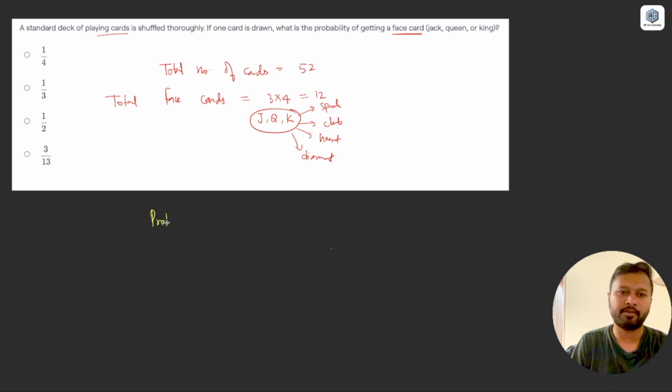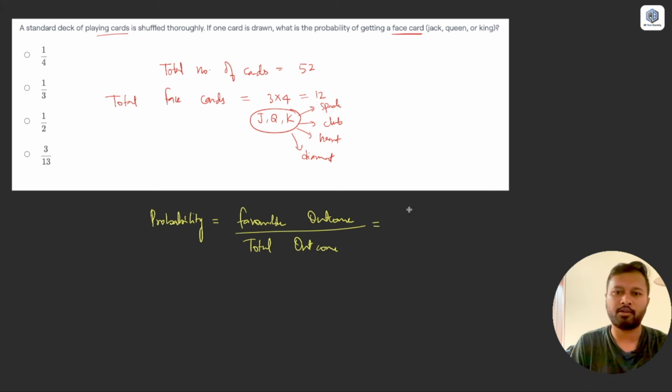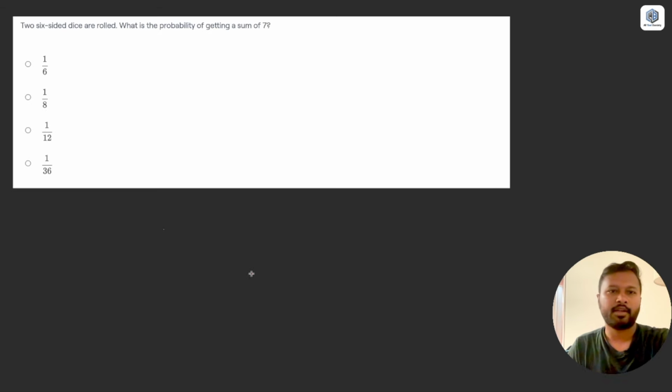So probability is pretty simple: favorable outcome divided by total outcome. Favorable outcome is 12, total outcome is 52. Just solve it and you get 2 sixes are 12 and 2 twenty-sixes are 52, then 3 times and 13 times. So 3 upon 13 is going to be your right answer. Okay, very simple. Let's take one more question.